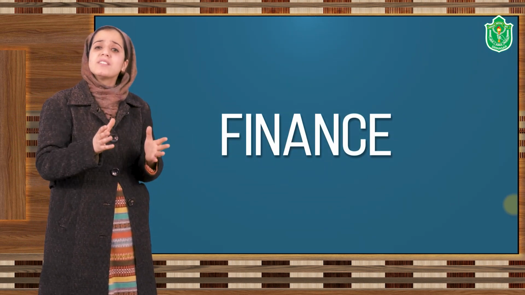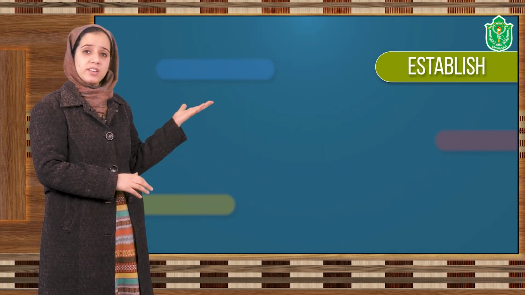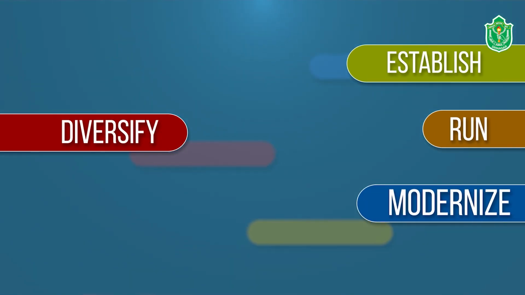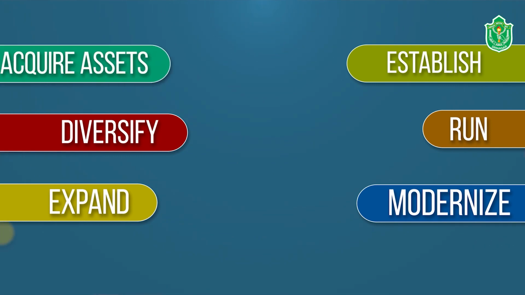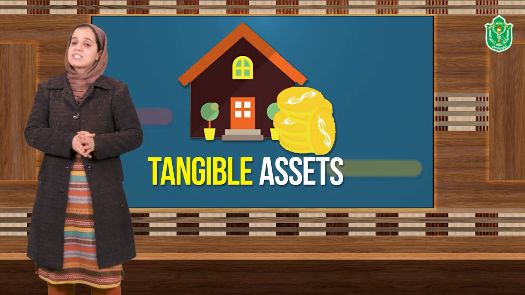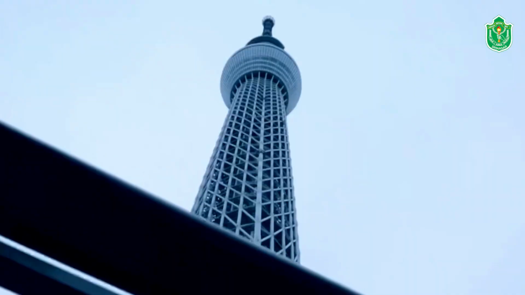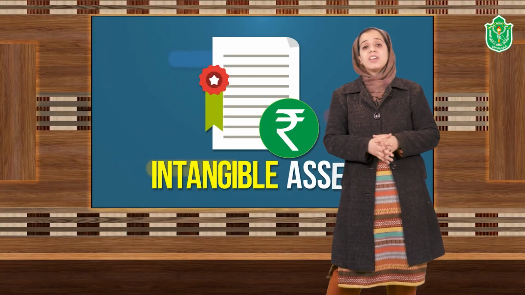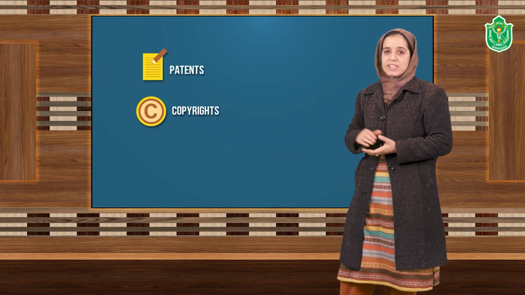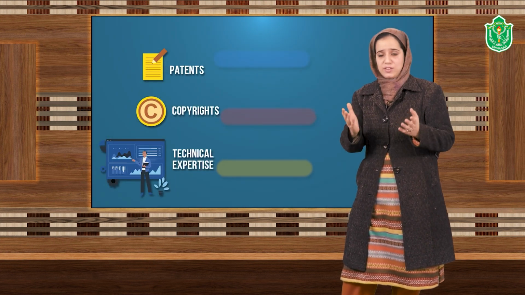Finance in business is required to establish it, to run it, to diversify it, to modernize it, to expand it, and to acquire assets. Assets may be tangible and intangible. Tangible assets such as plant, machinery, building, etc. And intangible assets include patents, copyright, technical expertise, etc.